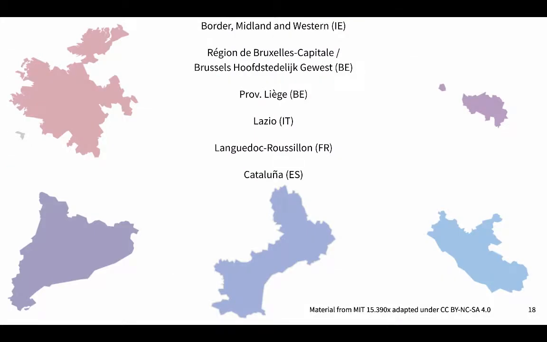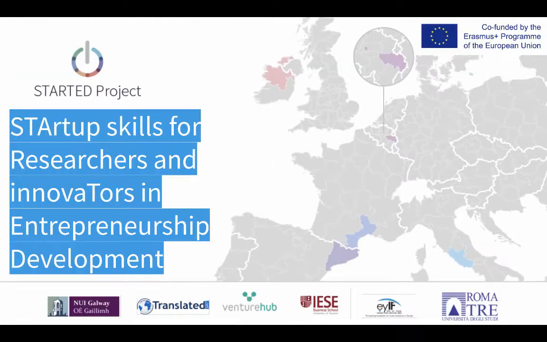The 6 regions we're focusing on range from here in Ireland to Belgium, Italy, France, and Spain. And this is the overall project. As you know, when you're trying to come up with an acronym, it's always good to make it fit a series of words, and we have startup skills for researchers and innovators in entrepreneurship development, in partnership with some great partners around the European Union, including Translated in Rome, Venture Hub in Spain, IESE Business School also in Spain, the European Young Innovators Forum in Belgium, and Roma Tre University in Italy, as well as ourselves here in NUI Galway, of course.